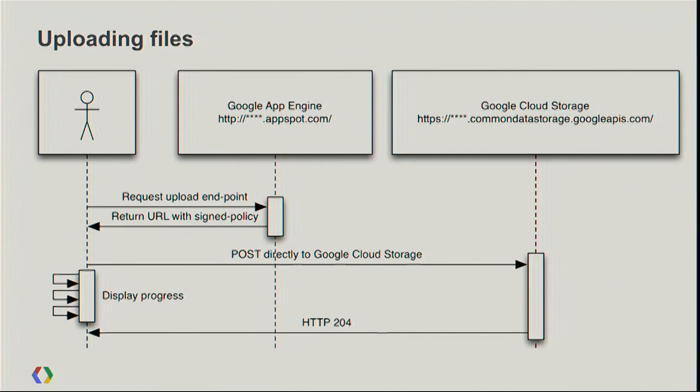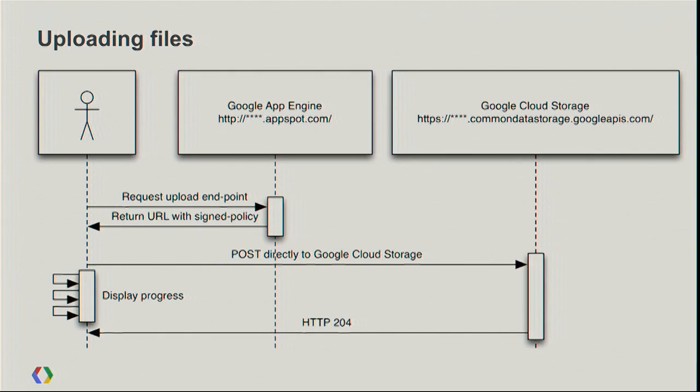Okay, so here's the basic workflow that we've used here. We have the browser as the person on the left, and they want to upload their file. In this particular case, we're not uploading directly into App Engine. We are doing the post directly to cloud storage. So we're bypassing the entire App Engine framework there.